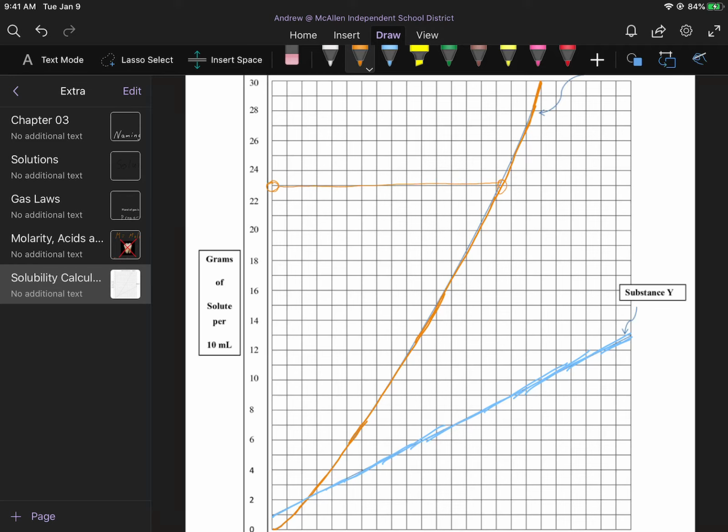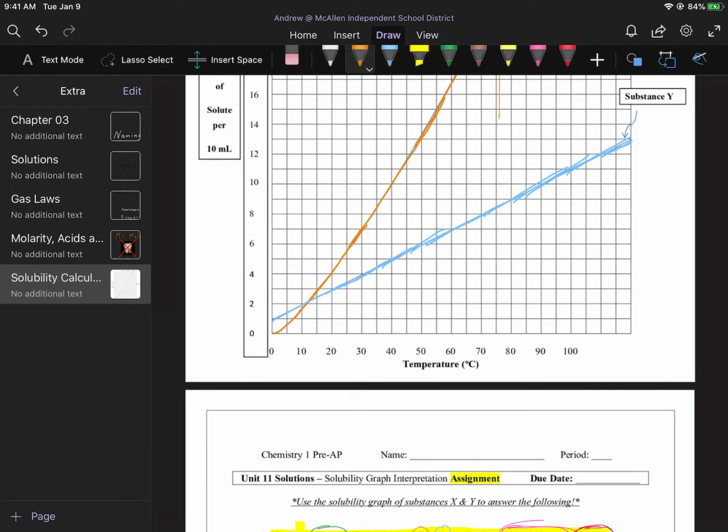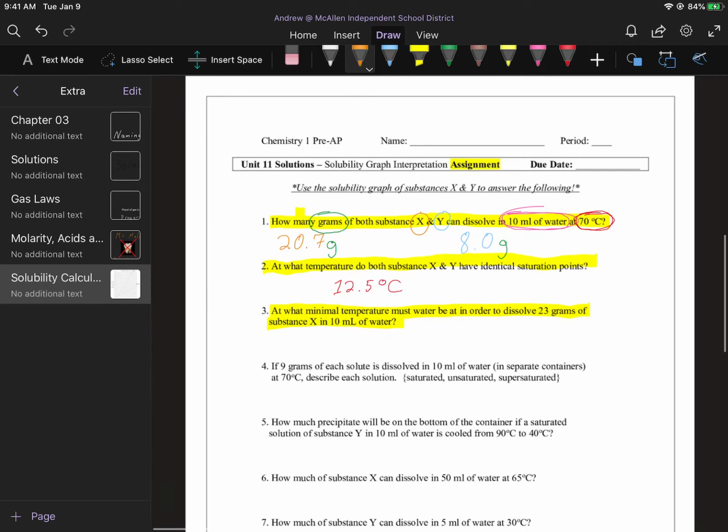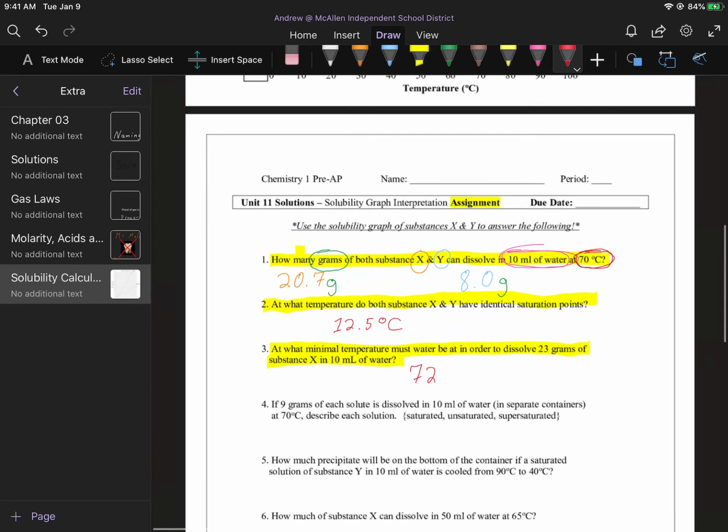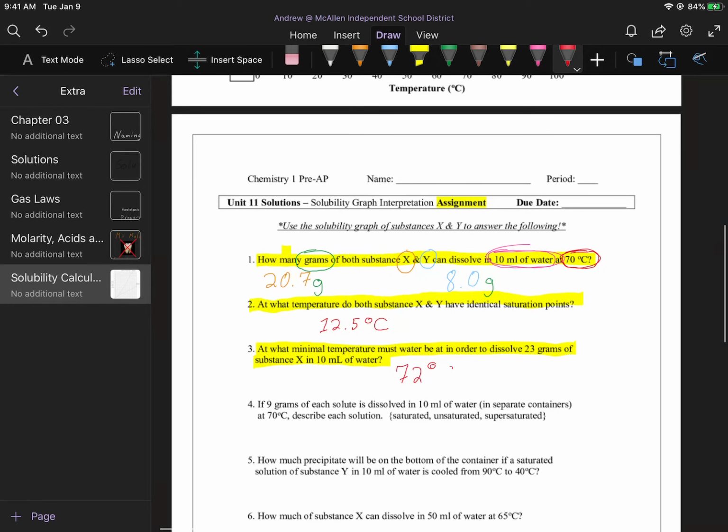There's our point. We're going to follow it down to the x-axis. And it's right about here. So we're going to call that approximately 72 degrees Celsius.